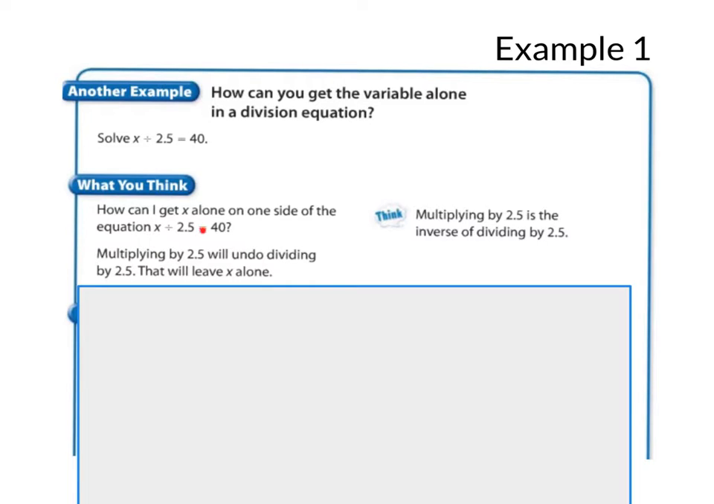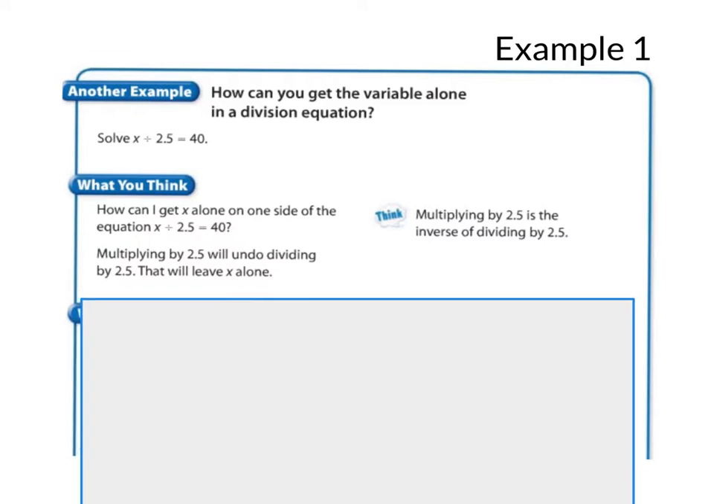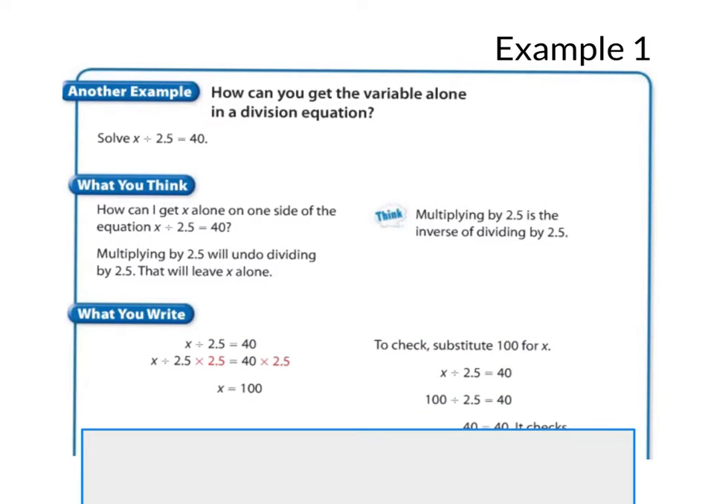Well, how did we know to multiply by 2.5? Well, that's on the same side of the equal sign as x, and so we want x by itself. Multiplying by 2.5 is the inverse of dividing by 2.5. We know that. So this is what it would look like when you write it, and this is actually what we're going to have written for our notes.